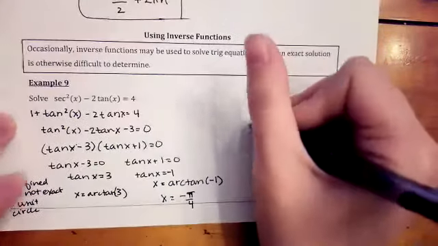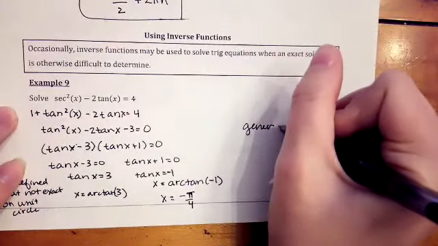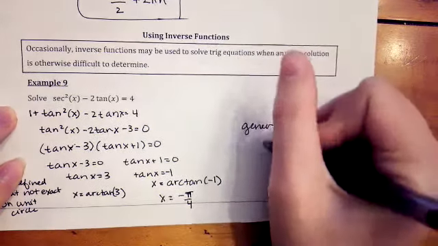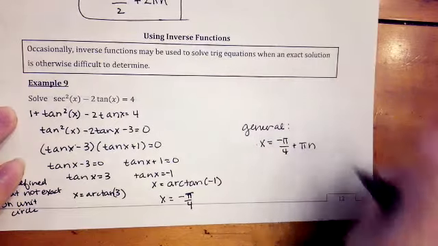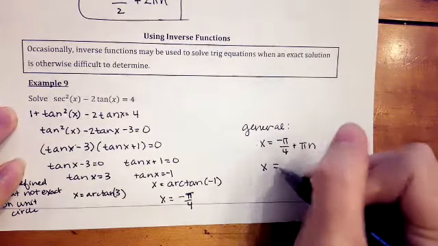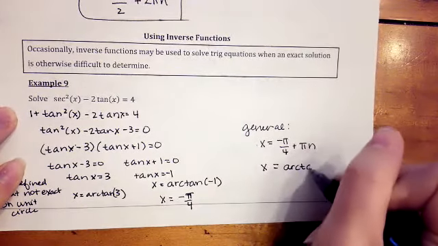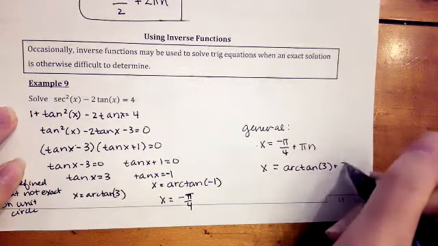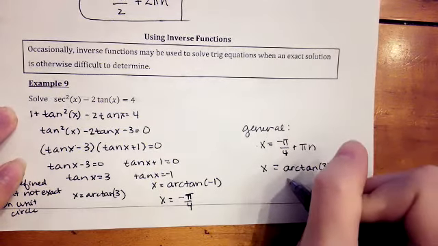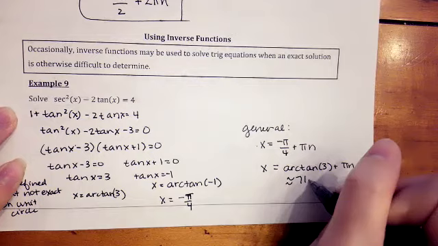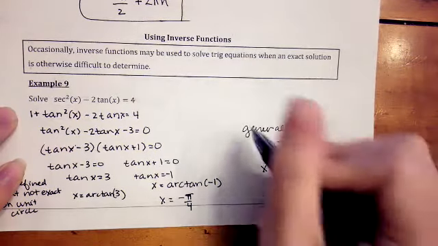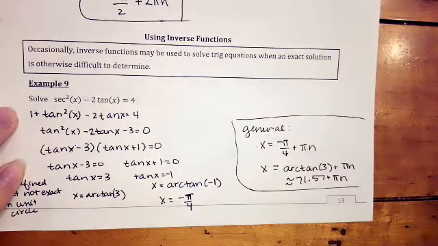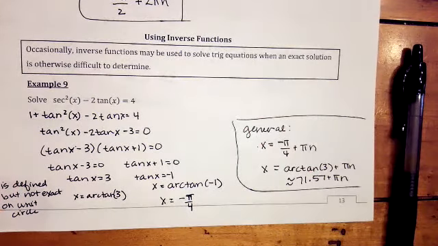Okay, so our general solutions, we're going to have -pi/4 plus pi n, because it's tangent, and arctan of 3 plus pi n. Or if we went to our calculator, that would be approximately 71.57 plus pi n. Okay. And there's our solution.